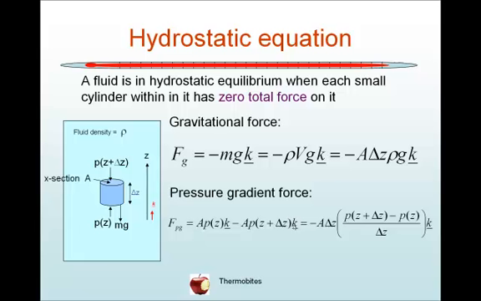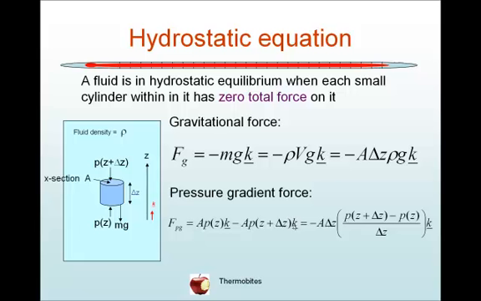The pressure gradient force is the difference between the pressure force, which is A times P, at the bottom of the cylinder minus A times P at the top of the cylinder. The pressure at the bottom of the cylinder is P of Z, and the pressure at the top of the cylinder is P of Z plus delta Z. So we end up with the expression shown there: A P of Z times k minus A P of Z plus delta Z times k.